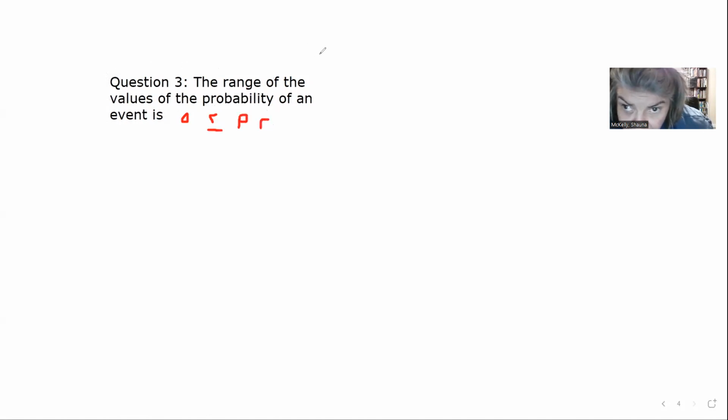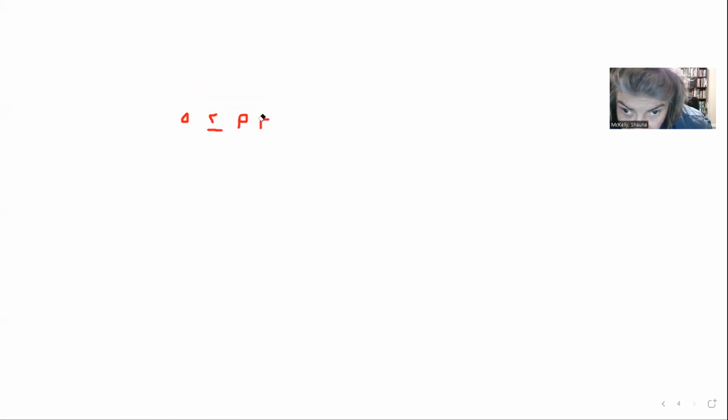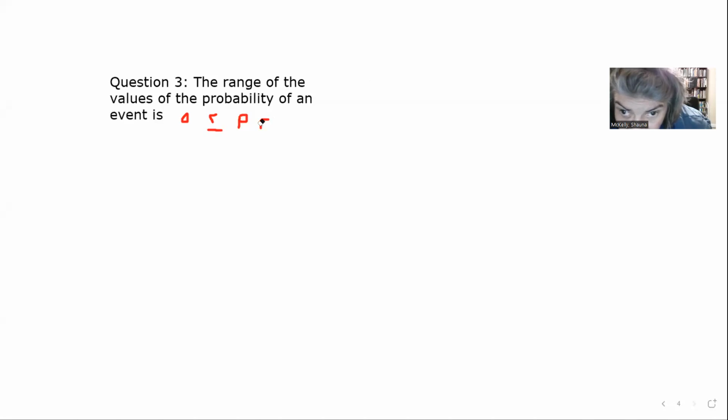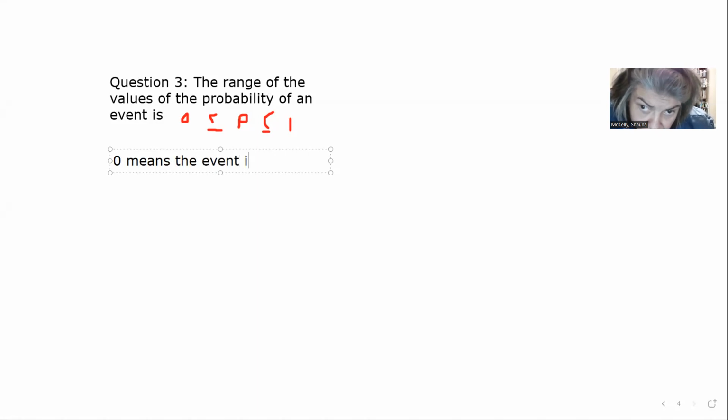Oops, let me fix that. Looks like an L sign. Whoops. Undo that. I didn't mean to erase the whole. Okay. This is less than or equal to. Let me angle it this way. There we go. Less than or equal to 1. Okay. Remember, 0 means the event is impossible.